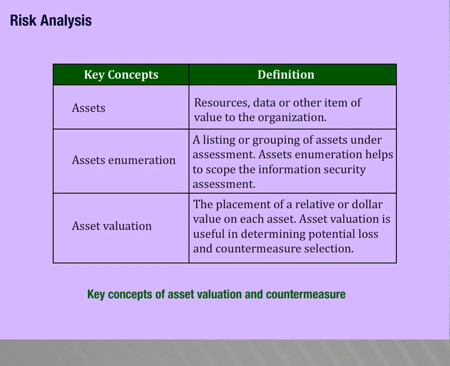The following table shows the key concepts of asset valuation and countermeasure summary. Key concepts. Definition. Assets. Resources, data, or other item of value to the organization. Assets enumeration. A listing or grouping of assets under assessment. Assets enumeration helps to scope the information security assessment. Asset valuation. The placement of a relative or dollar value on each asset. Asset valuation is useful in determining potential loss and countermeasure selection.